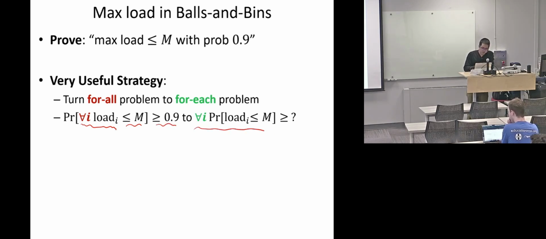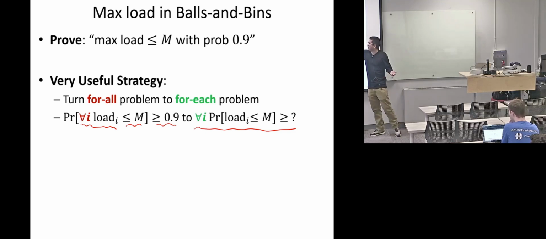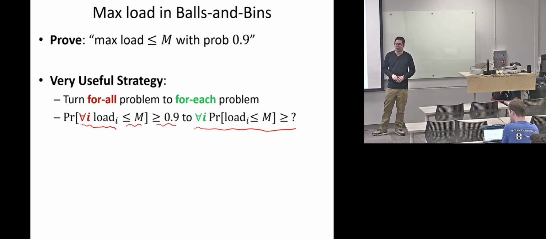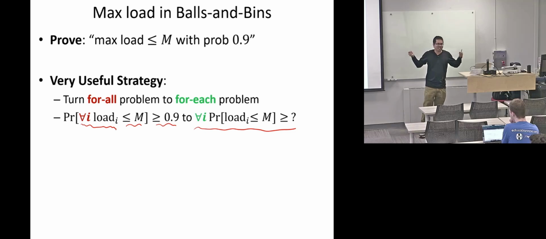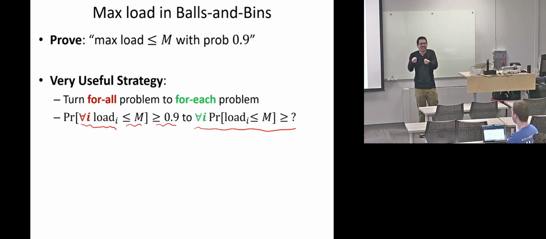But actually, it's easier to show something like this instead. For each i, what is the probability that load of i is at most M? We want to prove something like this instead. You see the difference, right? Here, this is about for all i. What's the event that happened? And now instead, this is just an easier thing. Just fix one i. What is the probability that this happened? It's just a much simpler event to look at. Just one bin, not for all.